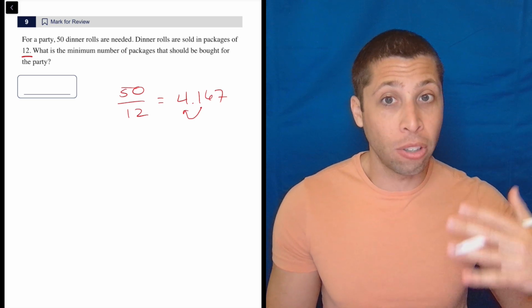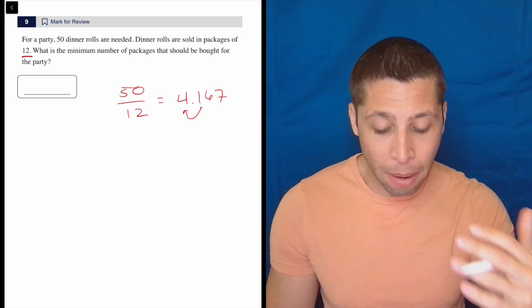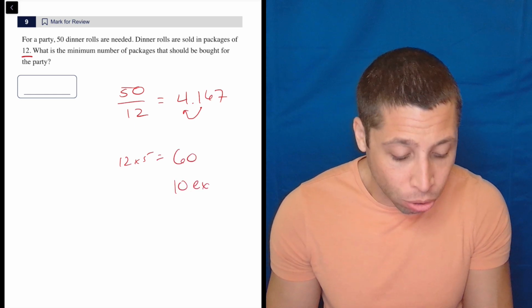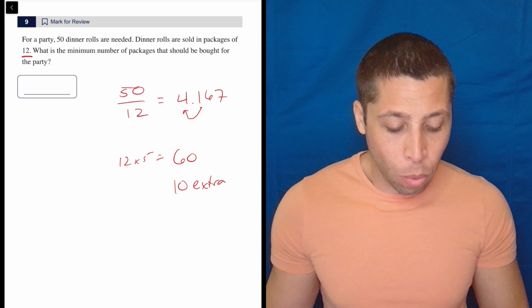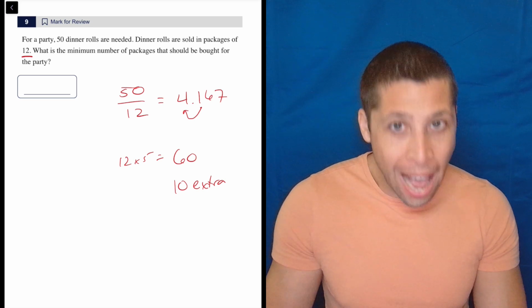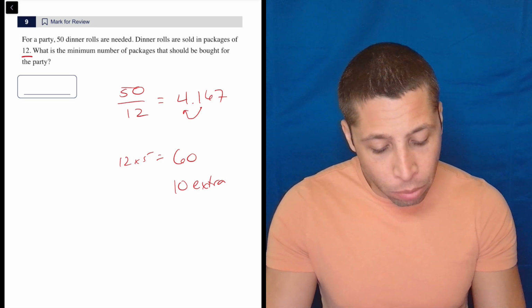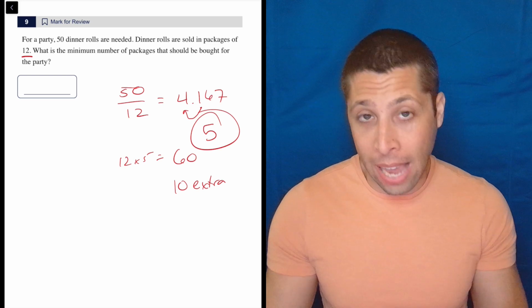So 4 packages will get us close. And yes, if we buy 5 packages, 5 times 12, 12 times 5 is 60. So we're going to have 10 extra rolls. Maybe that seems like a lot, but that's what we were instructed to do. So instead of rounding the 4.1 down to a 4, which is what normal rounding rules would make us do, we end up actually rounding this up to a 5. And that's because the story means we need to have enough rolls for everybody.